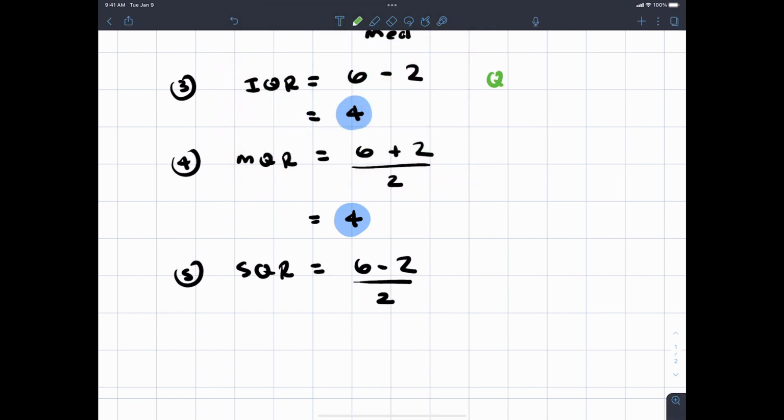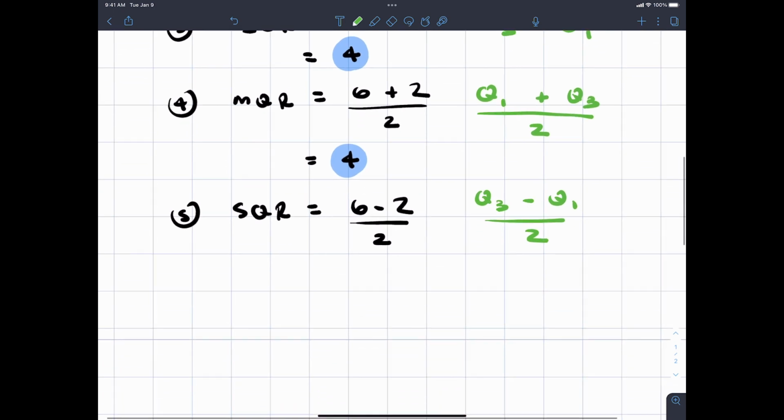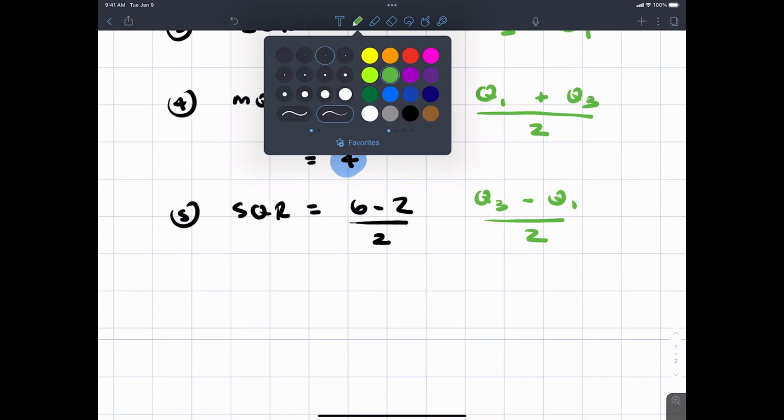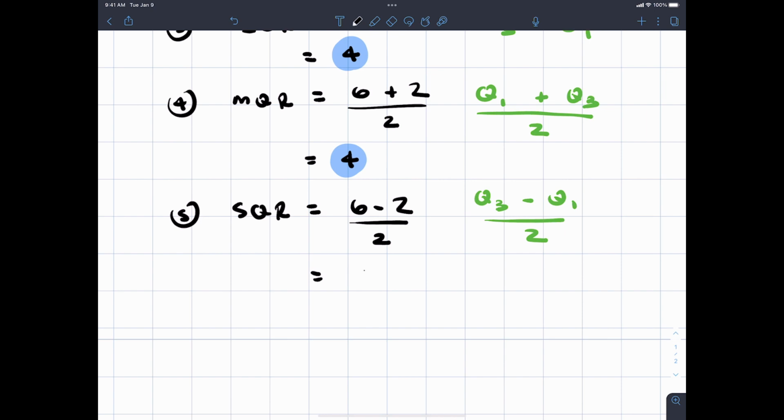Okay. Q3 minus what? Q1. You can say Q1 plus Q3 divided by 2, or Q3 plus Q1 divided by 2. And then this is simply going to be Q3 minus Q1 divided by 2 here. Okay? And so 4 over 2 gives you what? I think it's 4 over 2. Yeah. 4 divided by 2 is in fact 2.